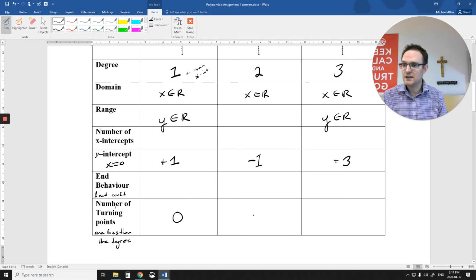A quadratic. This one here is the quadratic because it has a square in it. Yep, because there's a degree of 2. The number of turning points is one less than that, which is 1. Quadratics always have to have 1. If it didn't have 1, then it would just be going up and down.